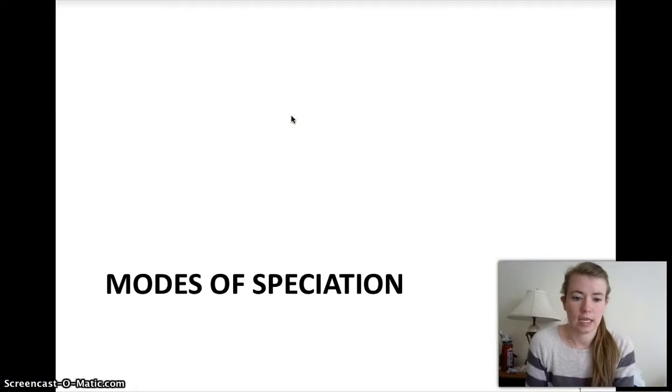So the second section in Chapter 17, as you all know since you all read Chapter 17, is modes of speciation. In the first section we talked about why speciation happens, with the biological species concept and all the different species concepts. But now we're going to talk about how it actually happens.